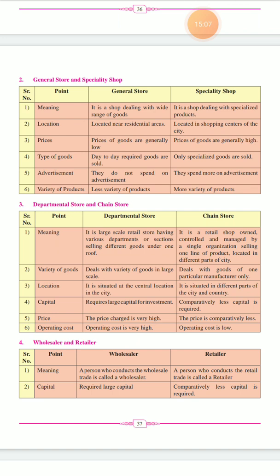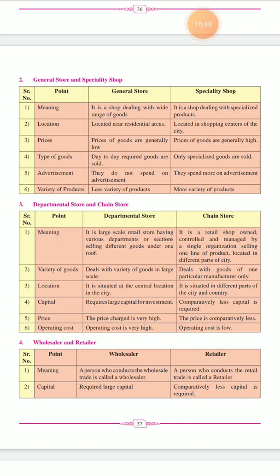Variety of goods. Okay, now departmental store deals in a variety of goods on a large scale, whereas chain store deals with goods of one particular manufacturer only. Okay, in Bata you will find only Bata shoes over there. In departmental store you will find shoes of different manufacturers. Okay, location, it is situated at the central location of the city. Departmental stores are located in the central part of the city. Chain stores are situated in different parts of the city and country.